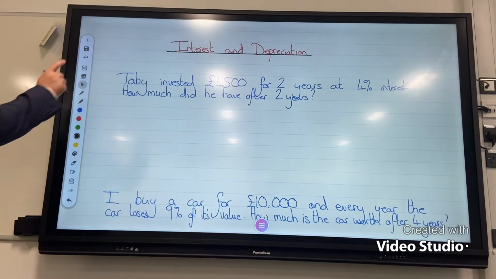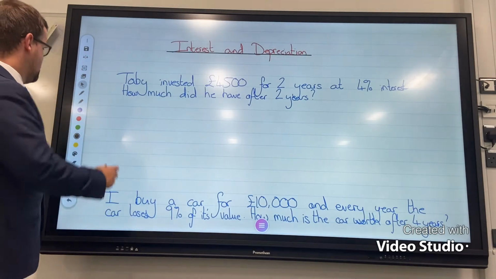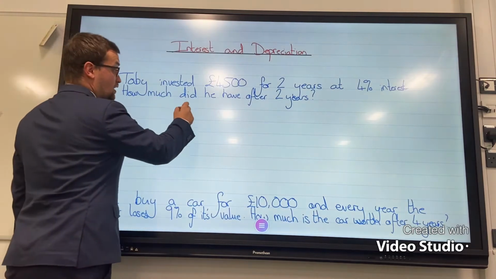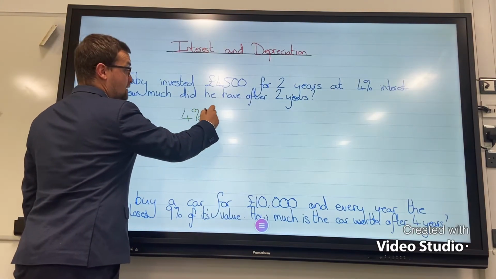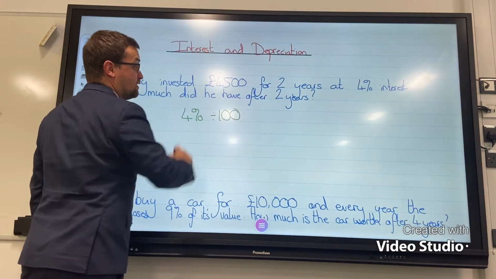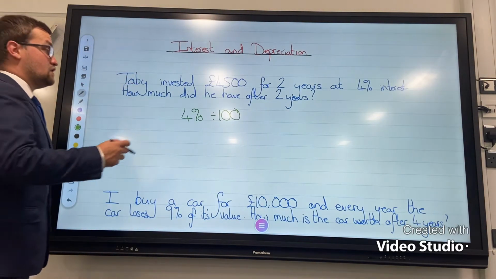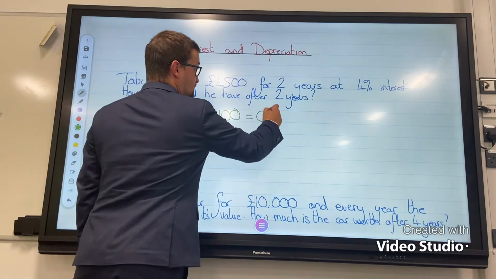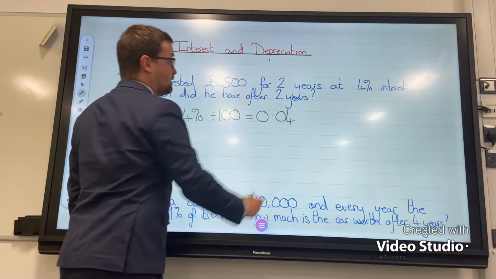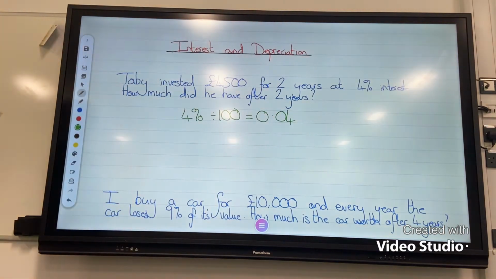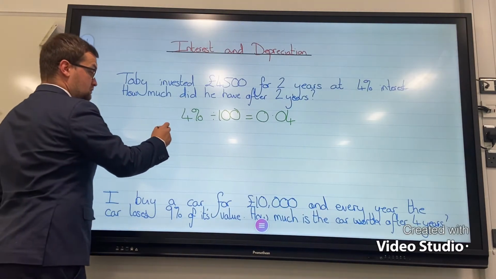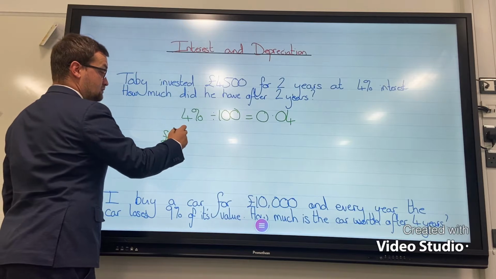Okay, we need to convert that percentage to a decimal first. The way we do it, we take 4% and we divide it by 100. When we're converting from a percentage to a decimal, we always divide by 100. So that's 0.04.